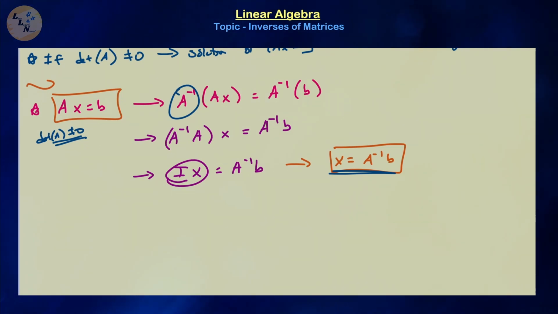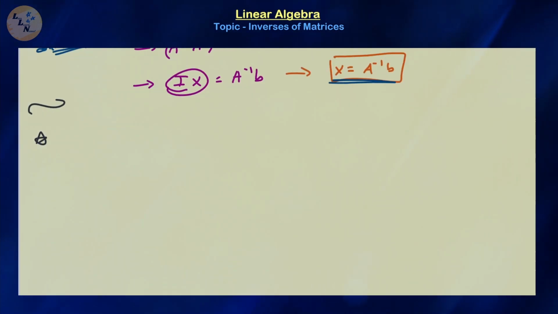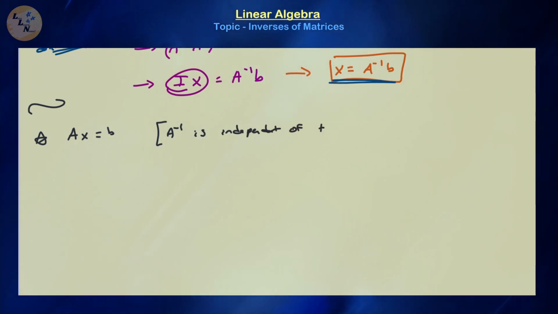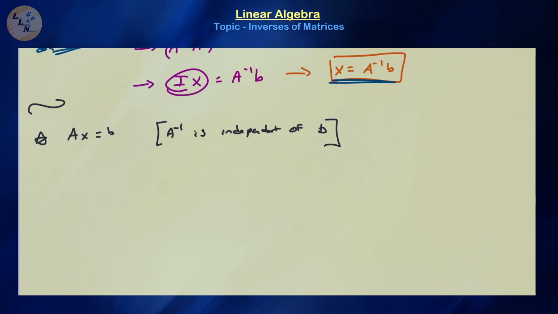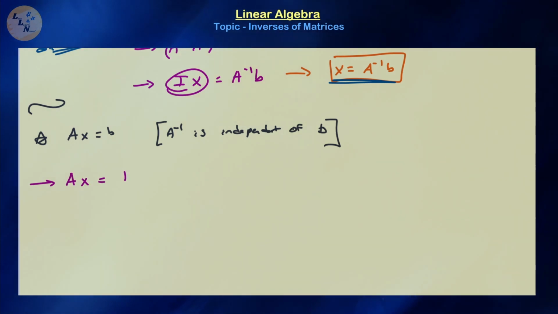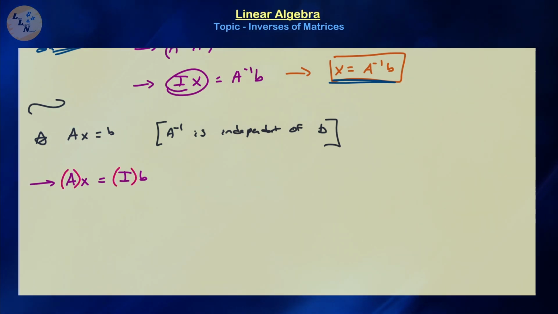Now, how can we find the inverse of that matrix? Let's actually look closer at this solution process that we've presented here. We have AX is equal to B, and more importantly, A inverse is independent of B. It actually only depends on A. So if we write this in a slightly different way, we can write this as AX is equal to I times B. Here, A is an n by n matrix, I is an n by n identity matrix, and X and B are both column vectors with n rows and one column.